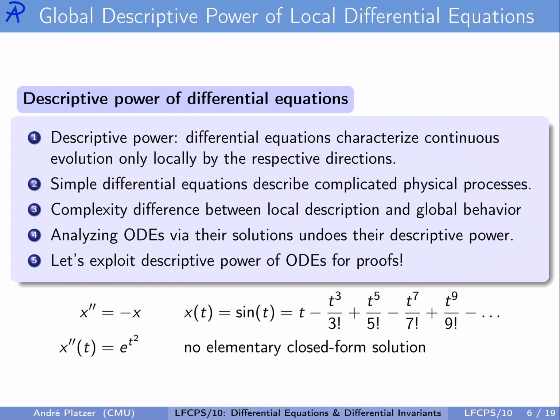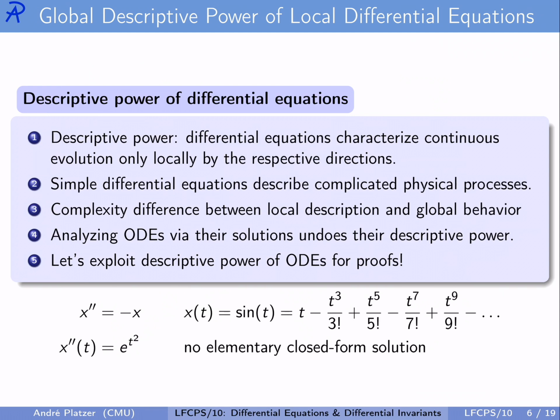But if for analyzing differential equations, we work via their solutions, following the mathematical reflex of solving every ODE that anybody ever gives you, and then look at the solution, that has the problem that it undoes their descriptive power. So what we will be doing is exploit the difference in descriptive power of differential equations compared to their solutions, also for analysis purposes. Which means we should be doing proofs about the differential equations themselves, as opposed to indirectly proofs about them by first worrying about their solutions.